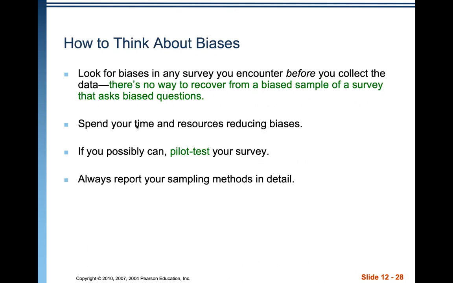So you want to look for biases in any survey you encounter before you collect the data. There's no way to recover from a biased sample or a survey that asks biased questions. Spend your time and resources reducing biases. That's incredibly important. The best way you can do that is with a pilot test of your survey. You always want to report your sampling methods in detail, so people can look at that in case there are some biases there and they can see where they come from.